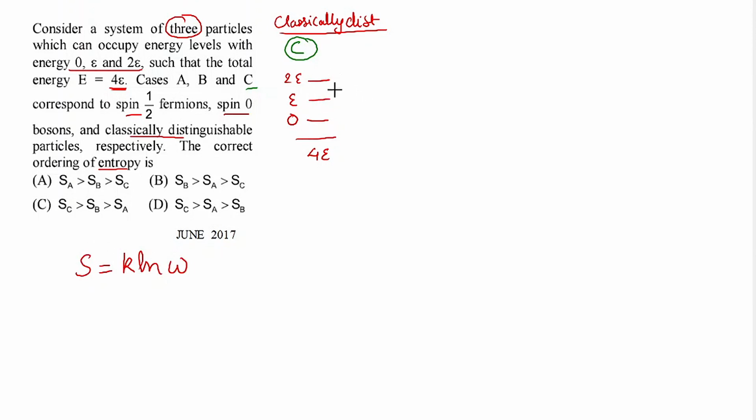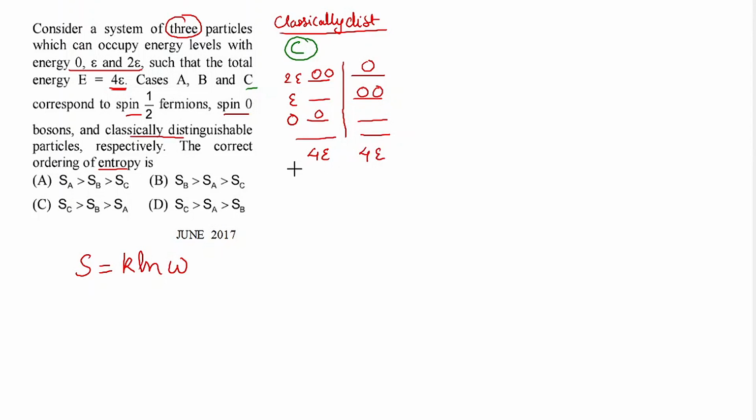First we will distribute the particles, and then we will obtain the thermodynamic probability. For the first case, I can place 2 particles over here and 1 particle in energy level 0. So the total energy will be 2 times 2 epsilon plus 0, so a total of 4 epsilon. One more way of distributing is that we can place 1 particle over here and 2 particles over here. Here also the total energy will be 4 epsilon.